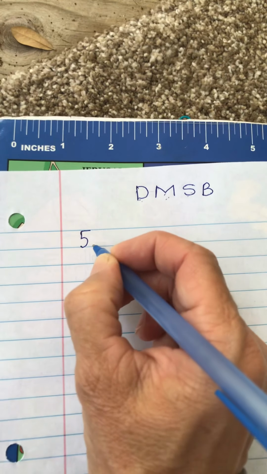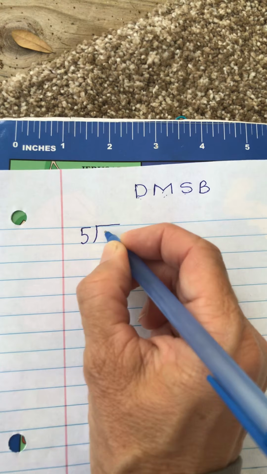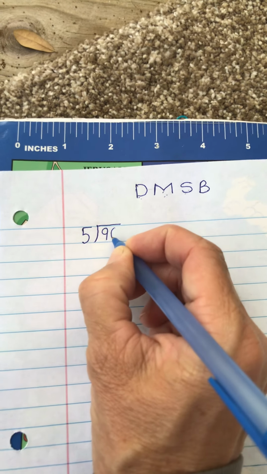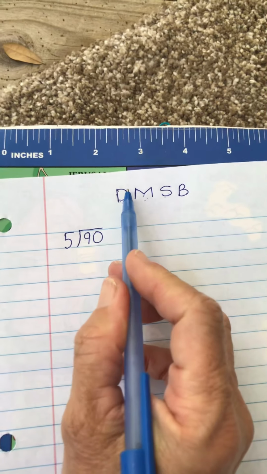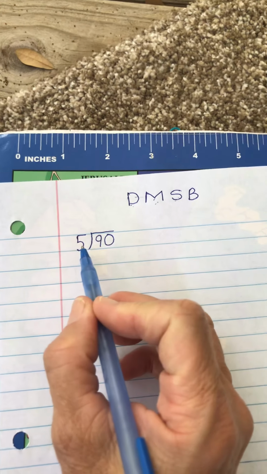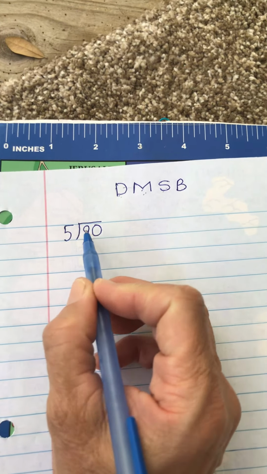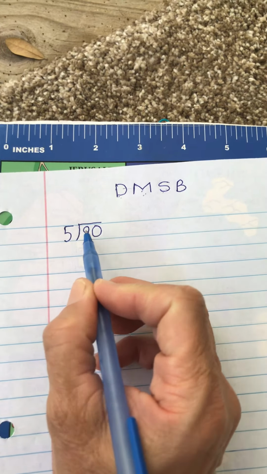The first one is 5 into 90, or you could say 90 divided by 5. Now let's review the steps. We're going to divide first. How many times will 5 go into 9? 5 times 1 is 5. 5 times 2 is 10. That's too big, so go back to 5 times 1.